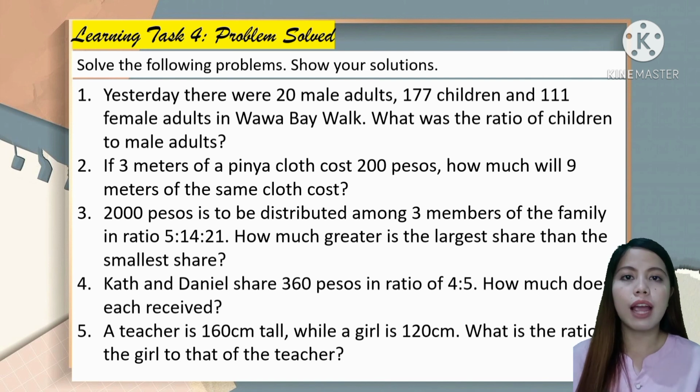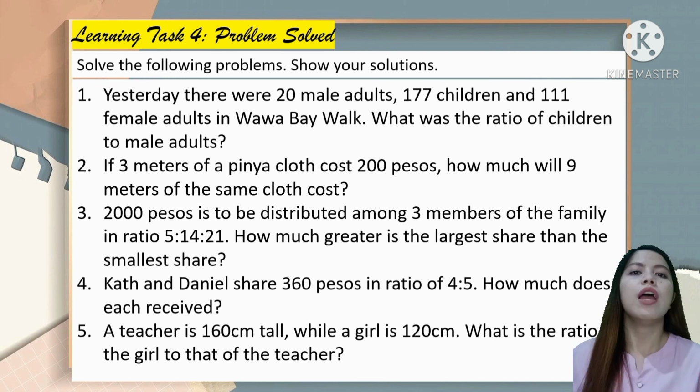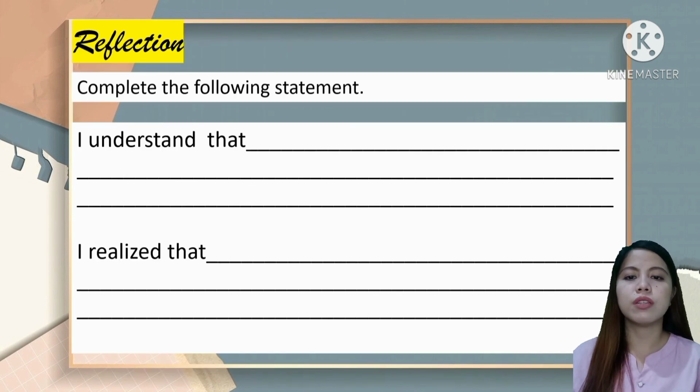Number 4. Kat and Danielle share 360 pesos in ratio of 4 is to 5. How much does each receive? And the last number, a teacher is 160 centimeters tall, while a girl is 120 centimeters. What is the ratio of the girl to that of the teacher? I will give you 10 minutes to answer this activity. Timer starts now.